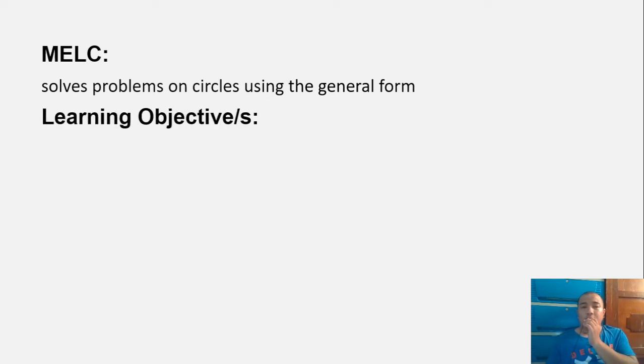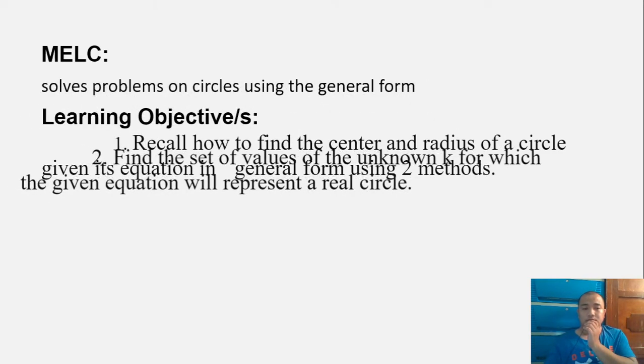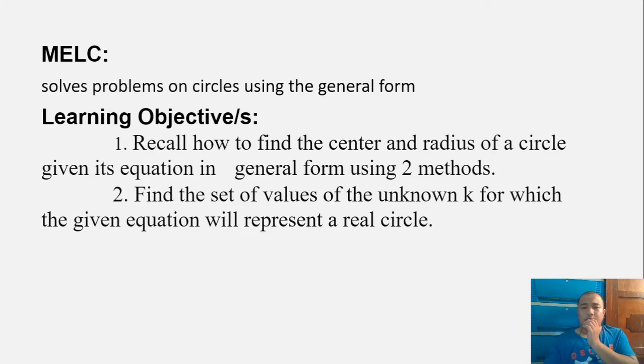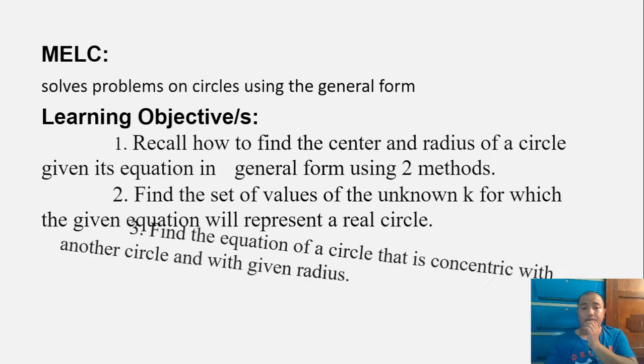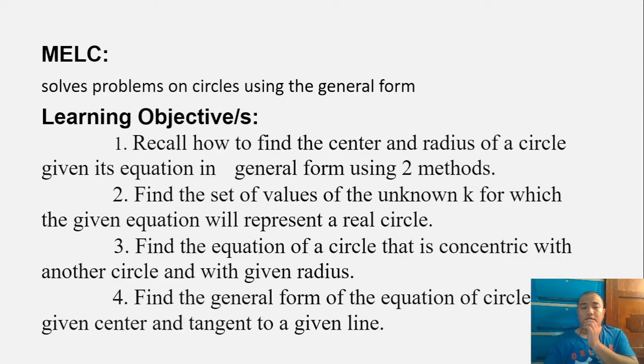And for the learning objectives: recall how to find the center and radius of a circle given its equation in general form using two methods. Find the set of values of the unknown k for which the given equation will represent a real circle. Find the equation of a circle that is concentric with another circle and with given radius. And number 4, find the general form of the equation of a circle with given center and tangent to a given line.